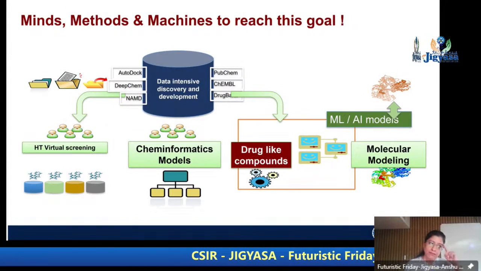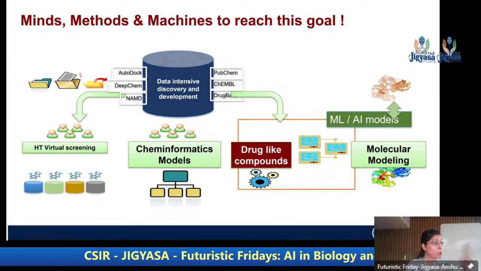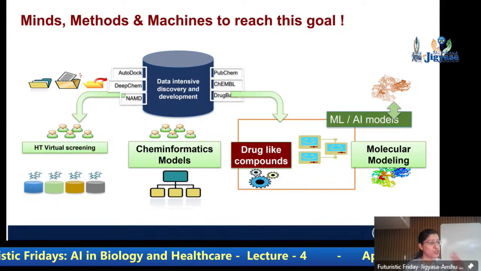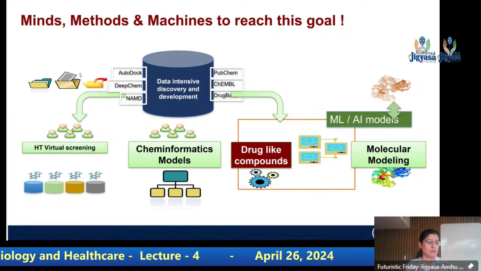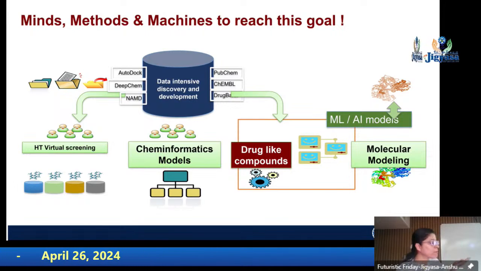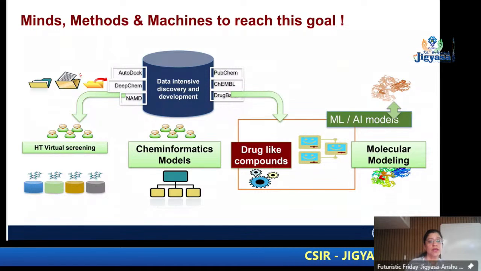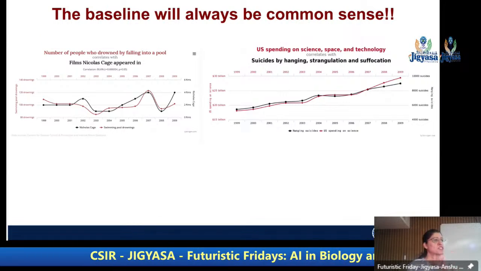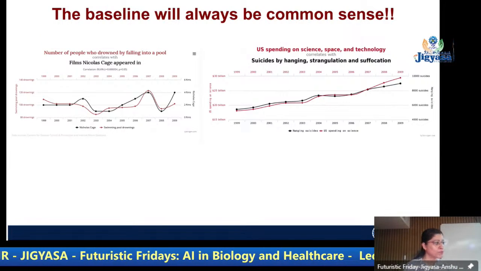And for that, you need your creative mindset, proper training, which will help you develop methods. And then you need machines, because I told you numbers, right? You need to do some computation somewhere. So you need a very good combination of your creativity, methods, and machines to solve any problem. But in the end, if you don't apply common sense, you will make a mistake. And I'll tell you how.